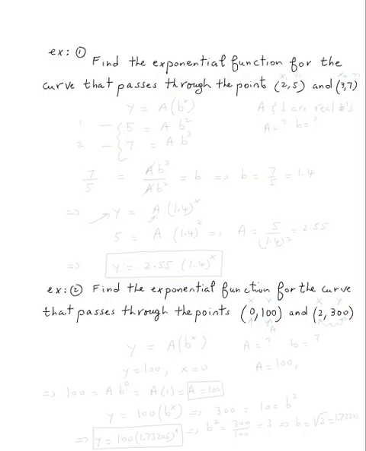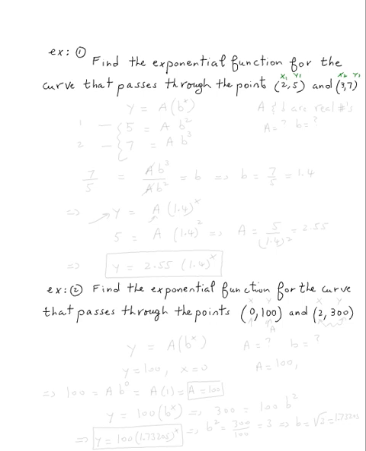In this example, we need to find the equation for an exponential function such that it passes through the points (2, 5) and (3, 7). So assume this is x1, y1 and this is x2, y2. When x is equal to 2, y equals 5, and when x equals 3, y equals 7.